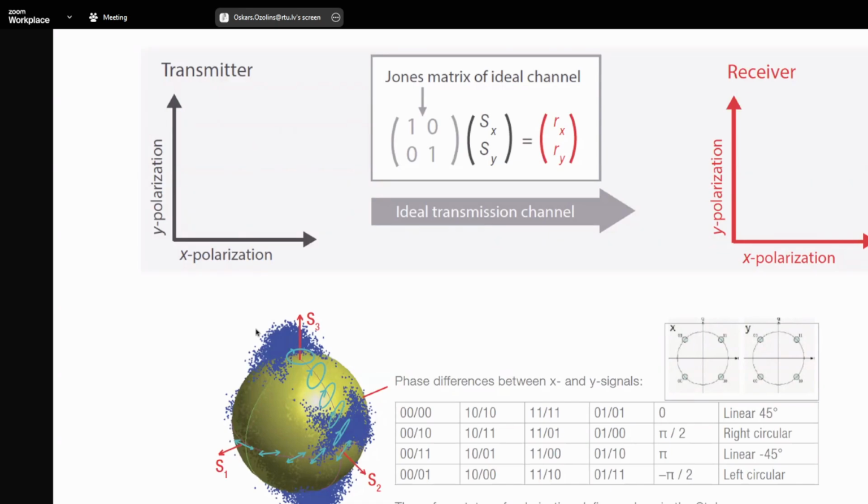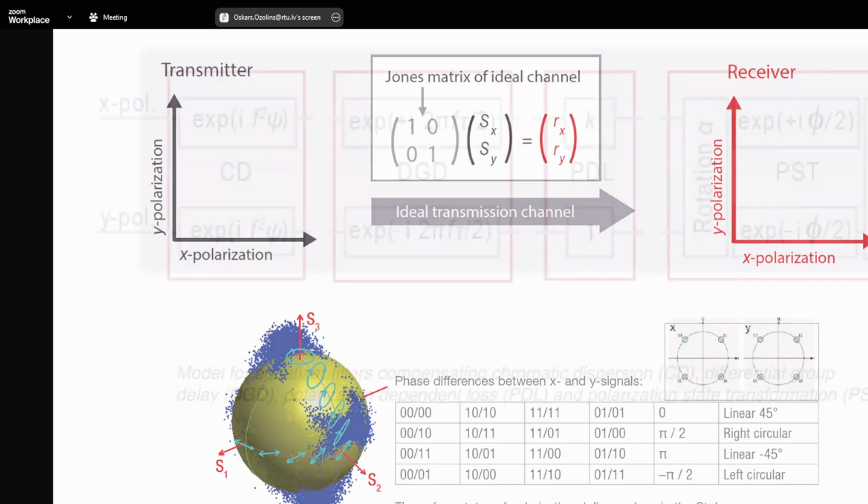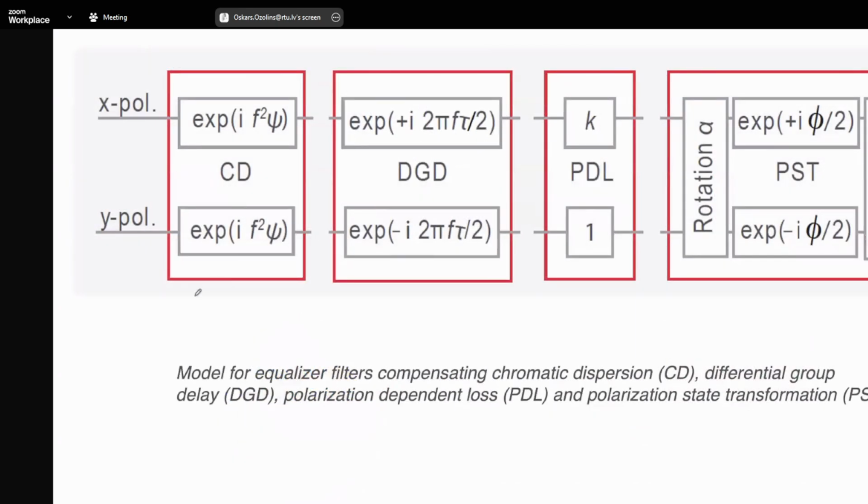Right. Okay, so then there's a little bit of mathematics behind. So these are different parts. We already see we have these equalizers, and chromatic dispersion is done with an equalizer. Differential group delay can be done because differential group delay is the difference between two polarizations, so we can do that as well.